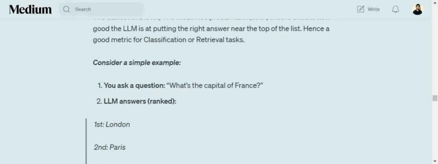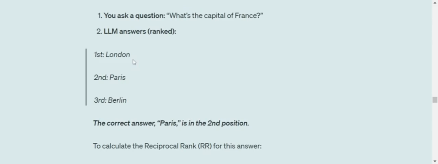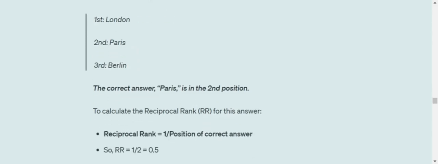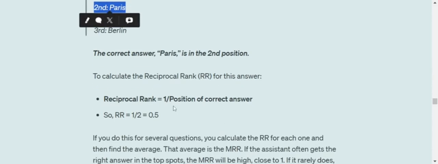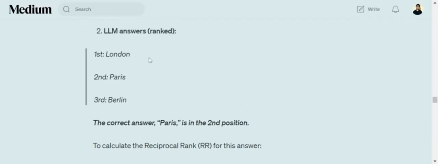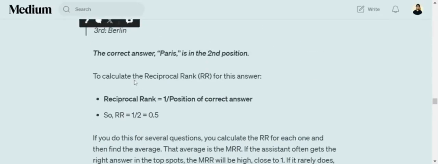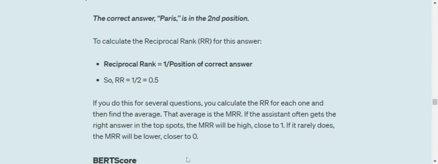Assume you are inputting what's the capital of France, and the LLM answers in this sequence: London, Paris, and Berlin. Now, the answer is Paris, which is at the second position. To calculate the reciprocal rank, reciprocal rank equals 1 upon the position of the correct answer, that is 1 upon 2, because Paris is at the second position. Now you repeat the same for multiple questions and average the reciprocal ranks that you get. That is called MRR.